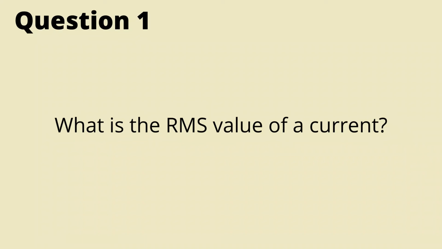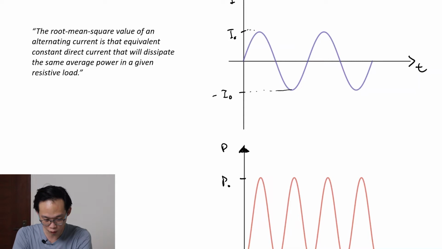Alright, question 1. What is the RMS value of a current? The RMS value of a current, if you see the definition here, is the equivalent constant DC that gives you the same average power dissipated in a given resistor. Now, what does this mean?